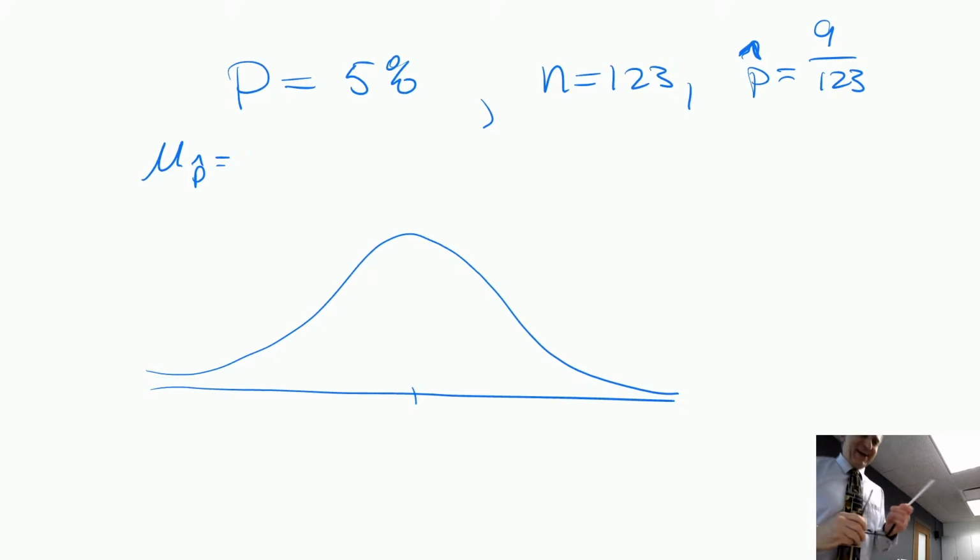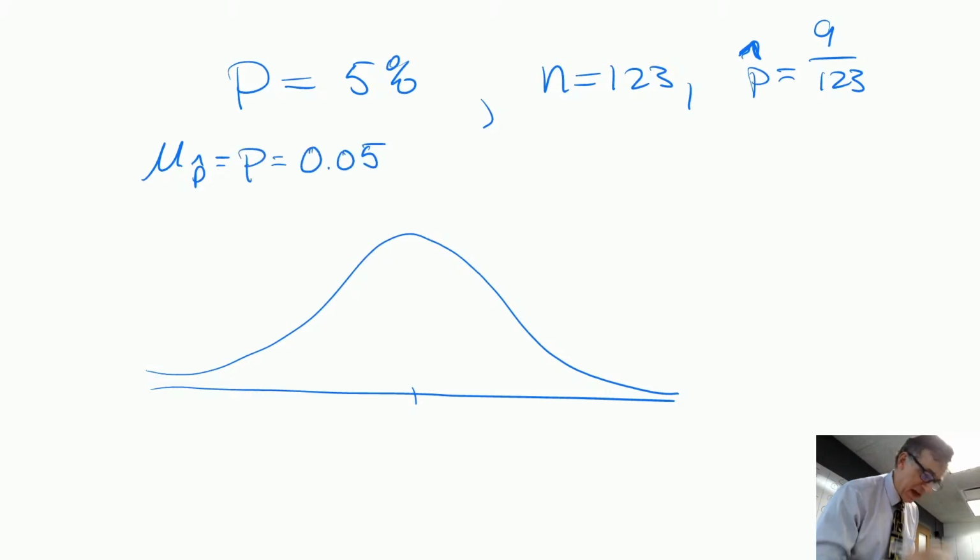5%, very good. There's no hat on that thing. It's just P, and so that's going to be 5%. I'm going to write it as a decimal because we need decimals in order to do the work that we're about to do. Okay, so that's going to be the middle of my normal curve, 0.05. The next thing I need to know is the standard deviation.